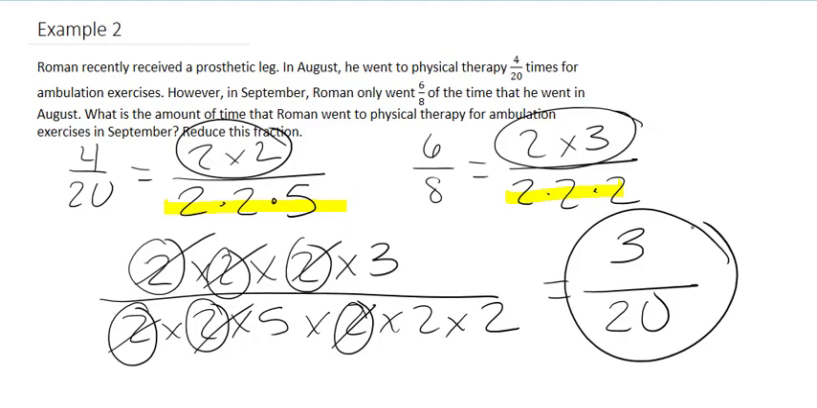So remember, there are 2 methods for reducing multiplication problems for fractions. Both methods ask you to divide out the common factors. You can choose whichever method that you prefer.